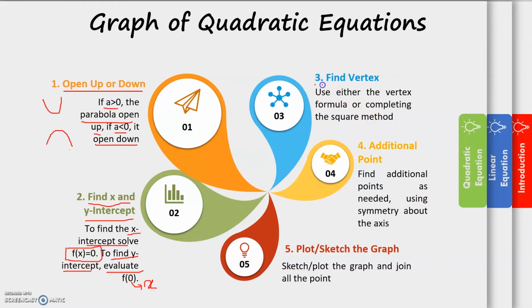Step number 3 is we need to find the vertex. The formula to compute the vertex is x equal to negative b over 2a. So the vertex can be computed by using this formula or by the completing the square method. And then step 4, we also need additional points. These additional points can be computed using symmetry about the axis. And then step number 5, by using all points that we get from step number 1 till step number 4, we can sketch or plot the graph and join all the points.